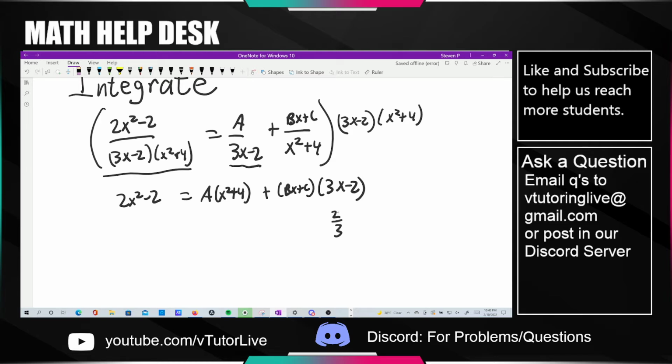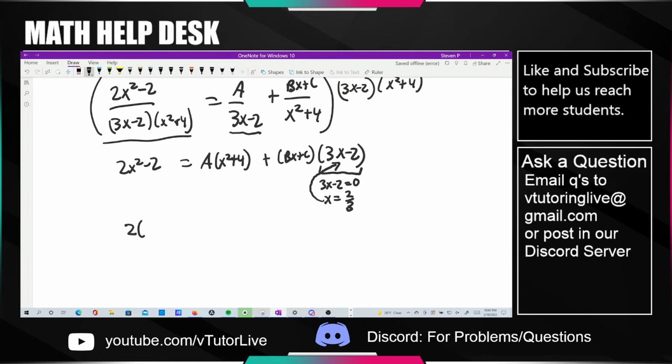The reason I chose 2/3 was because my aim is to make 3x minus 2 equal to 0. So this is equal to 0 when x is equal to 2/3. So if you plugged in x equal to 2/3 now, you would notice that, well, let's literally just write it out. 2/3 squared minus 2 is equal to a times 2/3 squared plus 4.